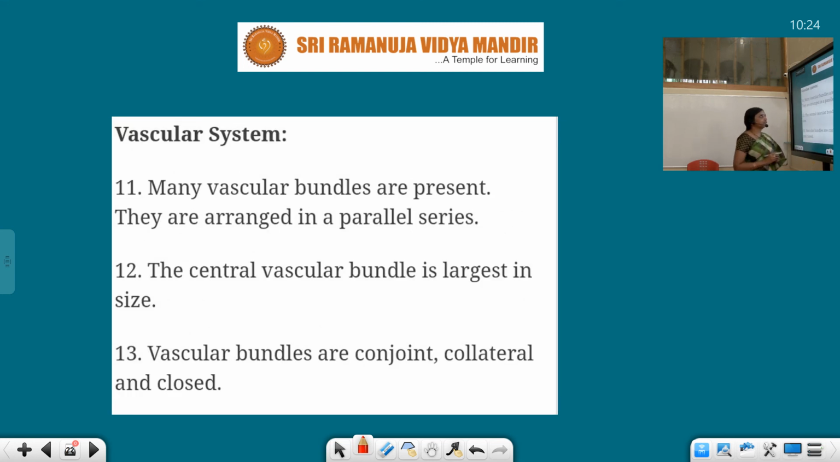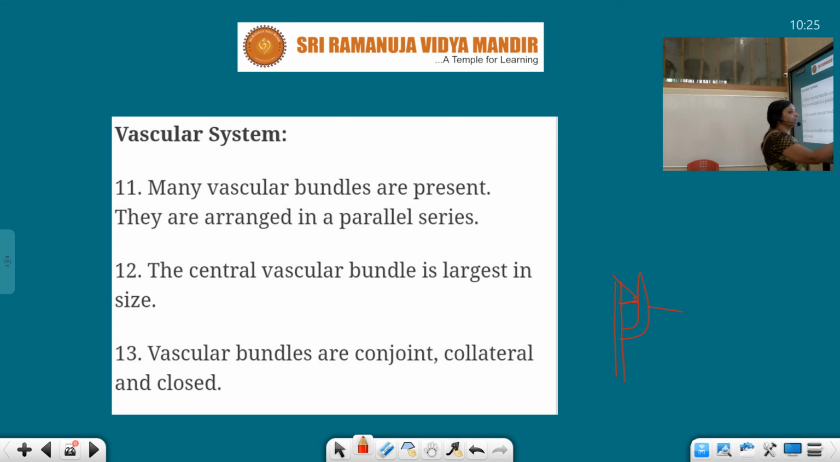And the vascular system, if we observe, many vascular bundles are present. They are arranged in parallel series, as monocot leaf shows parallel venation. And I explained to you that this is the stem. How can we say this one is the outer epidermis, that is upper epidermis? So the side which is nearer to the branch or the stem is called upper epidermis, and this part is called lower epidermis.